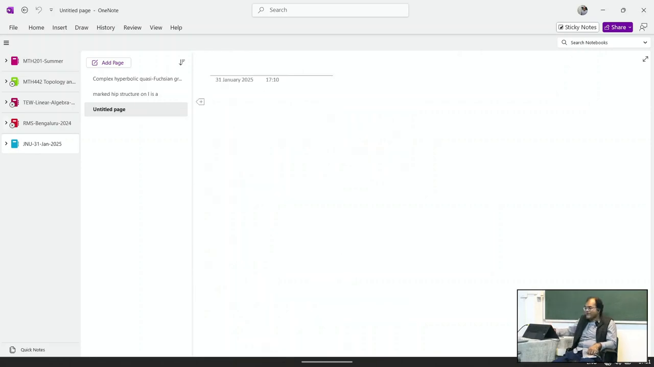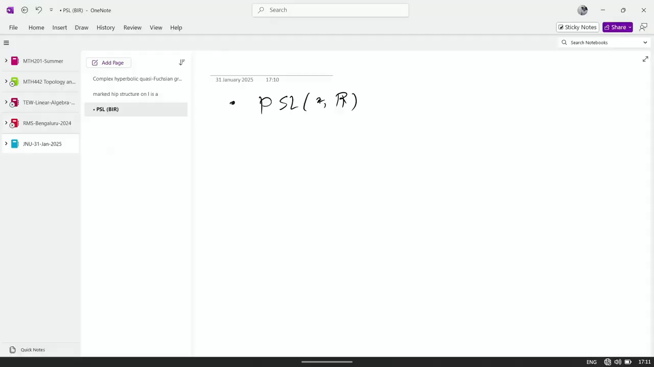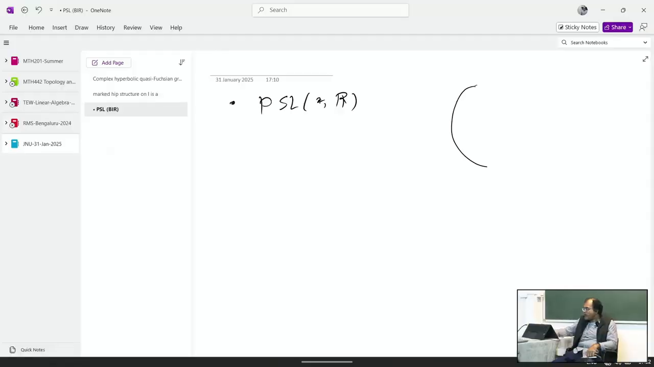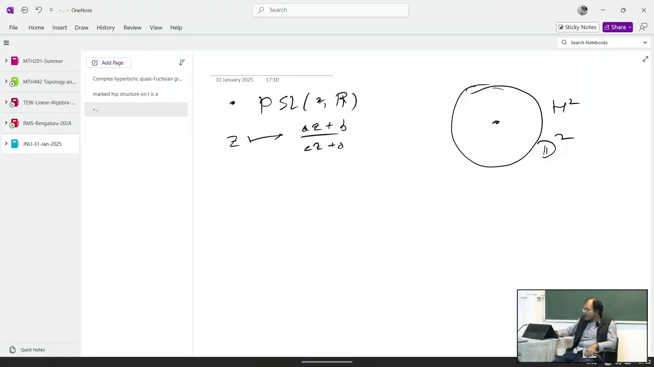Let's take a digression because this question has arisen, and it is also relevant to what we are doing. We are talking about PSL2R, the isometry group of the hyperbolic space, which is like a unit disk. The group action is Z goes to (AZ plus B) by (CZ plus D), where AD minus BC equals 1.